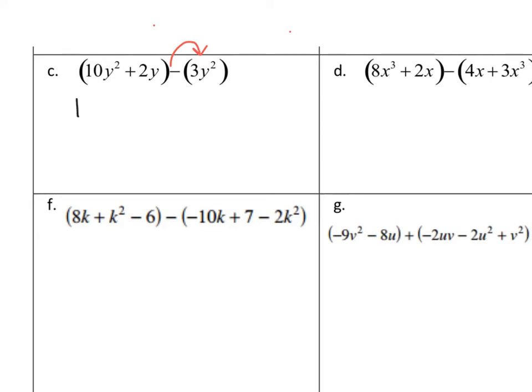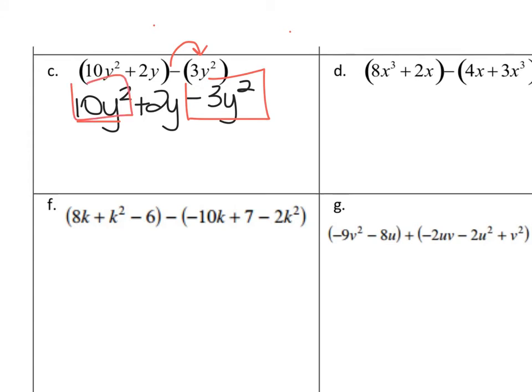And what we end up with: nothing happens to the first set of parentheses, and that 3y squared becomes negative 3y squared. And we can go ahead and combine like terms. We have 10y squared minus 3y squared, so that gives us 7y squared plus 2y.